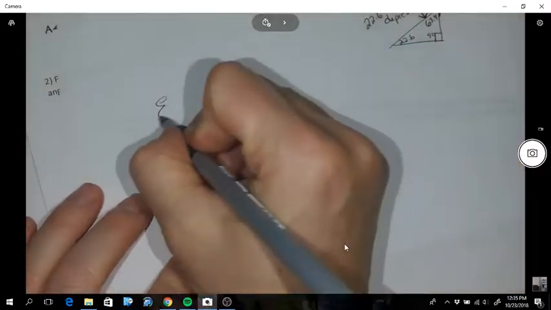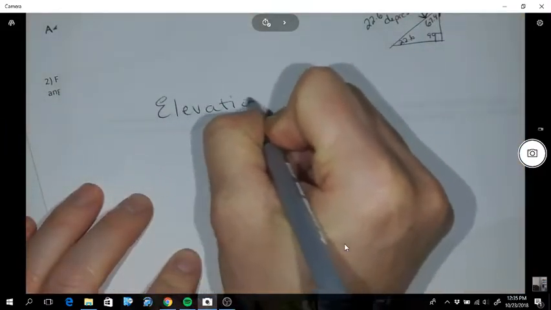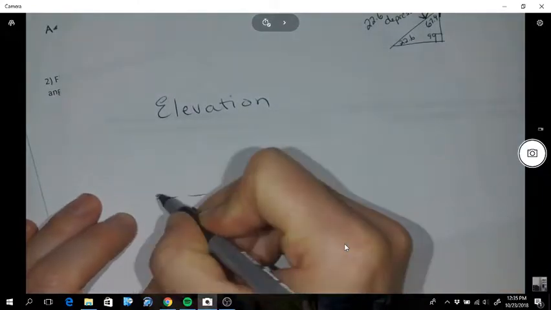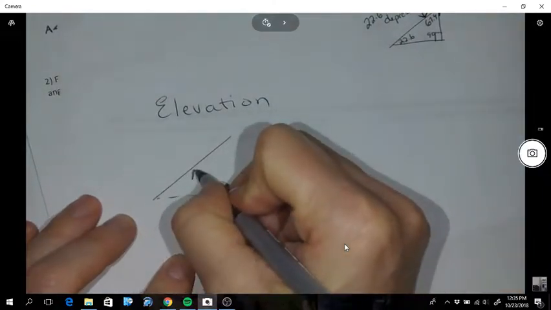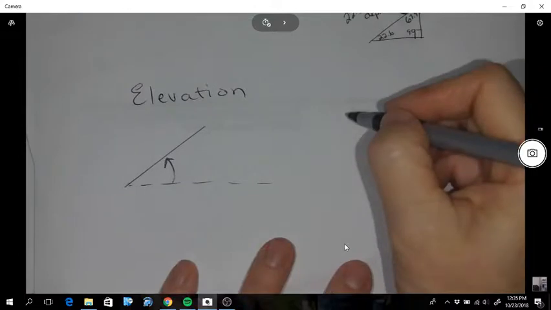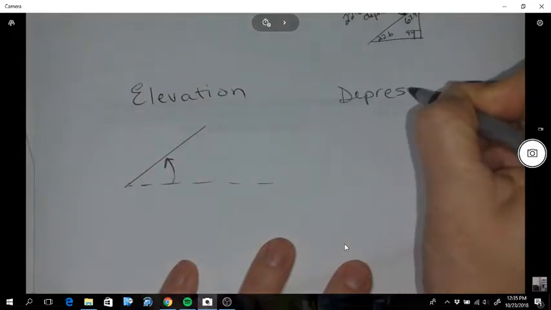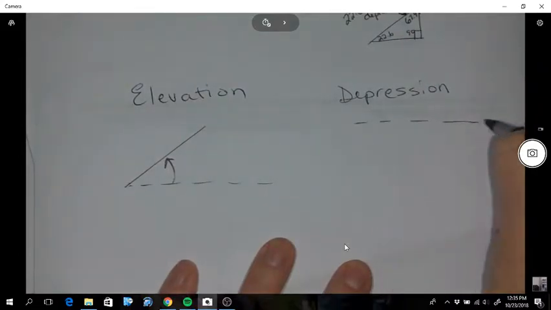So let me just draw you a picture. Elevation is from the ground going up, and then depression angle is from a flat going angled down.